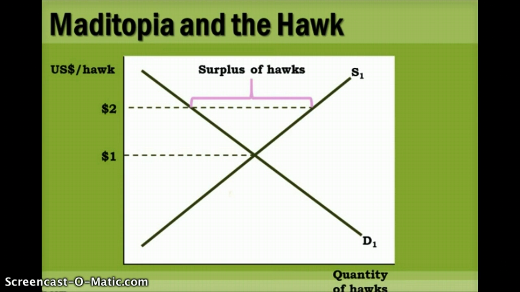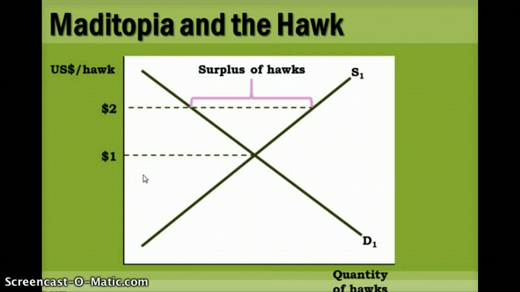But we could also see that if Maditopia wants to fix the exchange rate at $2 per hawk, then there is now a surplus of hawks in the foreign exchange market, because at the price of $2, the people holding hawks are more willing to trade them than people in the market looking for hawks are willing to pay for them. And so there is an extra surplus of hawks in the foreign exchange market. So the fixed exchange rate would be $2. If we were doing a floating exchange rate, then it would be $1.